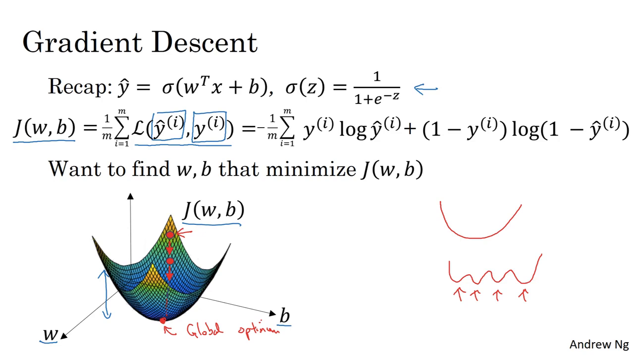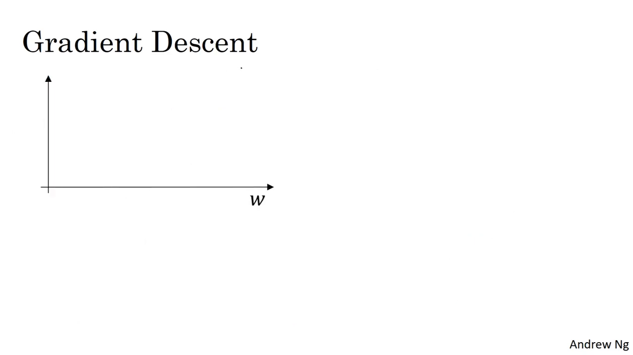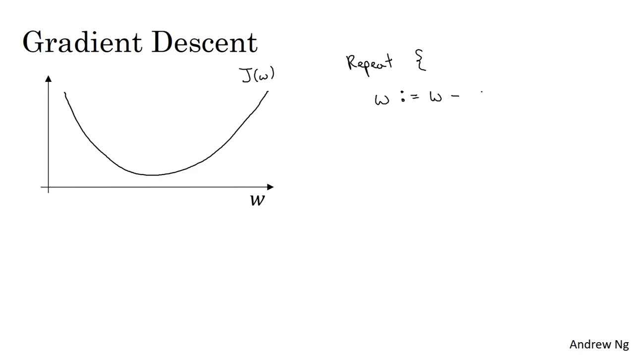Let's write out a bit more of the details. For the purpose of illustration, let's say that there's some function J of W that you want to minimize, and maybe that function looks like this. To make this easier to draw, I'm going to ignore B for now, just to make this a one-dimensional plot instead of a higher dimensional plot. So gradient descent does this. We're going to repeatedly carry out the following update. I'm going to take the value of W and update it. I'm going to use colon equals to represent updating W. So set W to W minus alpha times this derivative, dJ(W)/dW. And we'll repeatedly do that until the algorithm converges.